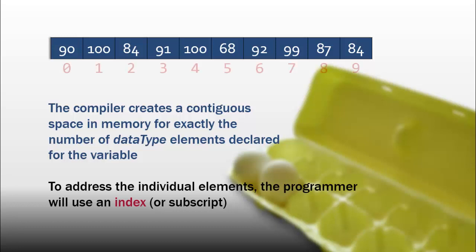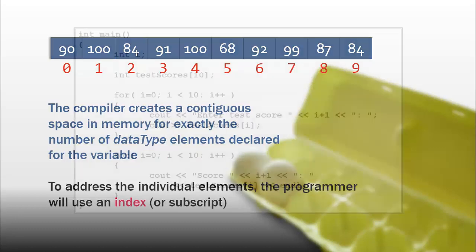If we want to address the individual test scores, we do so by using something called an index or a subscript. In the case of a C++ array, we always start counting from 0, and so my first test score is identified as test scores 0. The 100 would be test scores 1. The final score that the student received would be test scores 9.